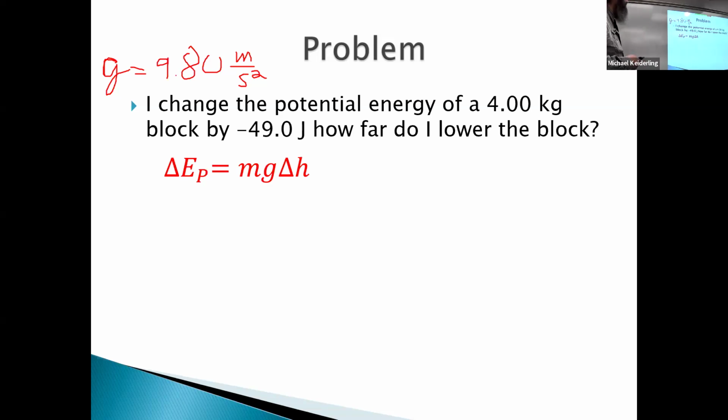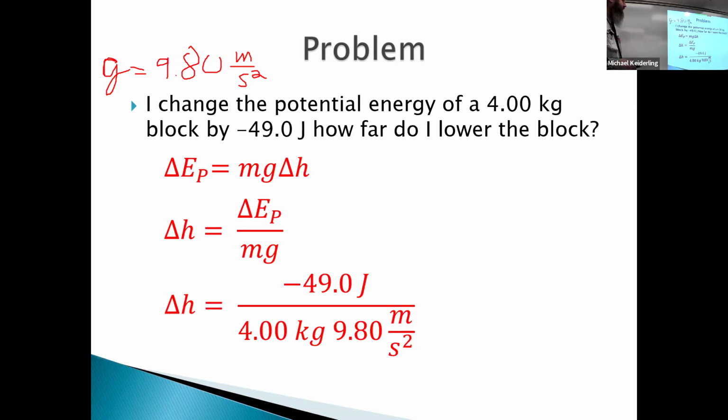So change in potential energy equals mass times g times change in height. Thus, change in height is going to be change in potential energy over mg. So minus 49 joules over 4 kilograms times 9.8 meters per second squared. So the change in height is negative 1.25 meters. I lower the block 1.25 meters.